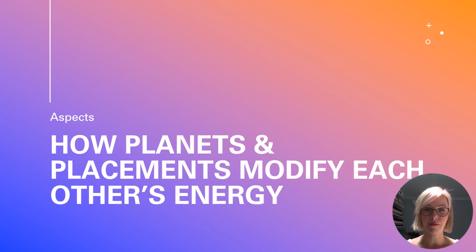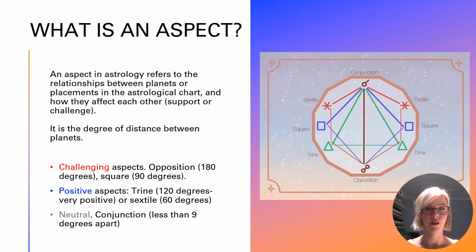So how planets and placements modify each other's energy. So this is aspects we're talking about. What is an aspect? In astrology, it refers to the relationships between planets or placements in the chart and how they affect each other, whether they support each other or challenge. It is the degree of distance between planets.